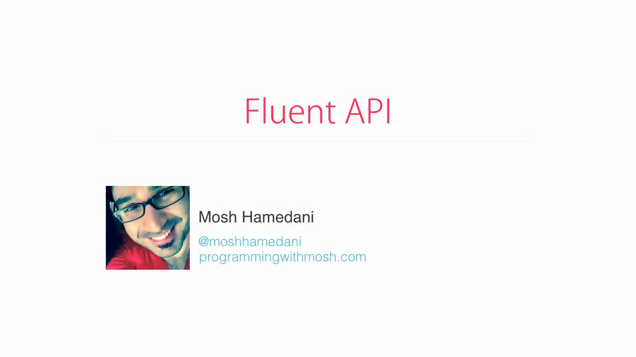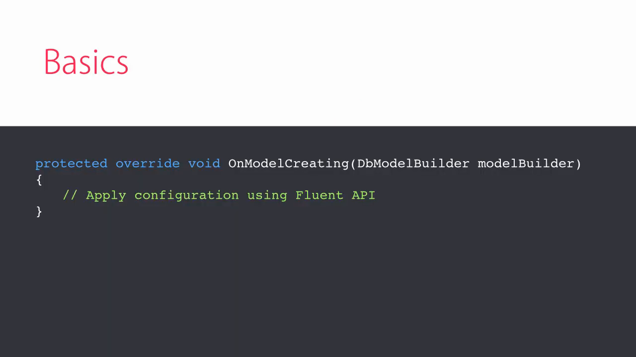So in this lecture, we're going to take a look at overriding code-first conventions using Fluent API. In order to use Fluent API, we need to override the OnModelCreating method in our DbContext. This method is defined as virtual in the base DbContext and is called at the time that the DbContext is being initialized. So this is a good opportunity for us to supply additional configuration to override the defaults.